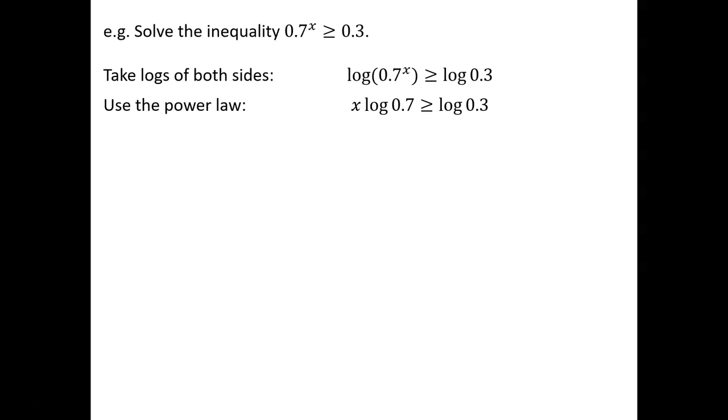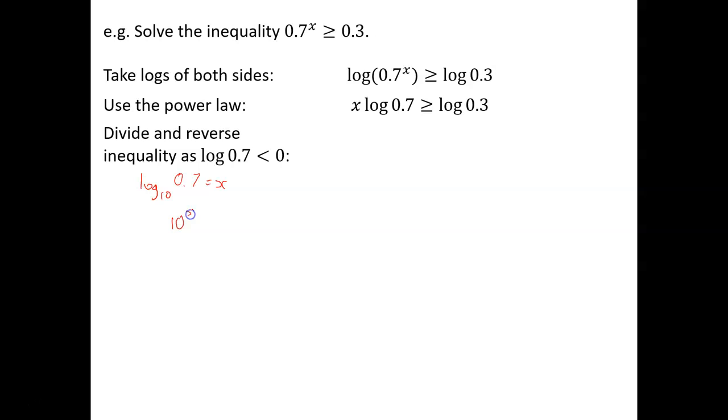But when we're dealing with inequalities, we need to remember that if we multiply or divide by -1, then we flip the sign. So we have to consider whether log base 10 of 0.7 is greater than or less than 0. Now, log base 10 of 0.7 is less than 0. Let's have a think about why that is. So, I've got log base 10 of 0.7 equals something. That means 10 to the power of x equals 0.7.